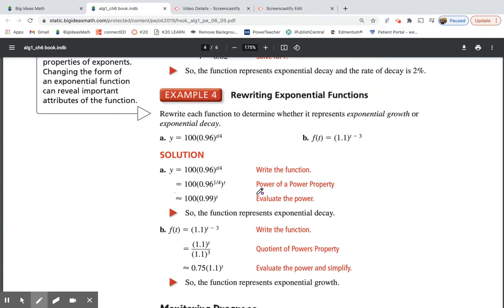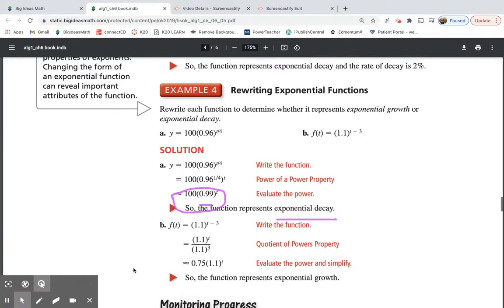0.96 to the 1/4 power, that's saying the 4th root, comes out to 0.9898 and so on, but they went ahead and rounded, so it rounds to 0.99. Now it's in the right form. We have one number outside, one number inside to the t power. Being that 0.99 is less than 1, we know it represents exponential decay. That's all we're having to do on this, is rearrange or simplify it to then determine if it's decay or growth.